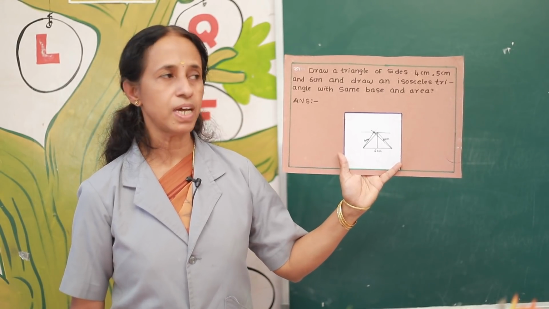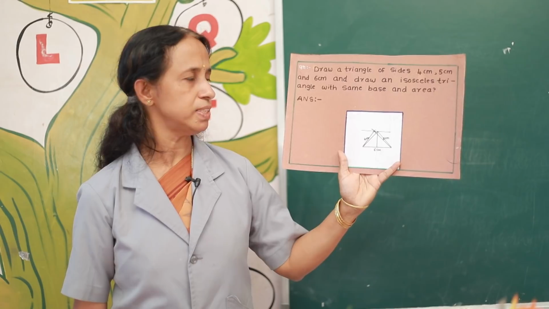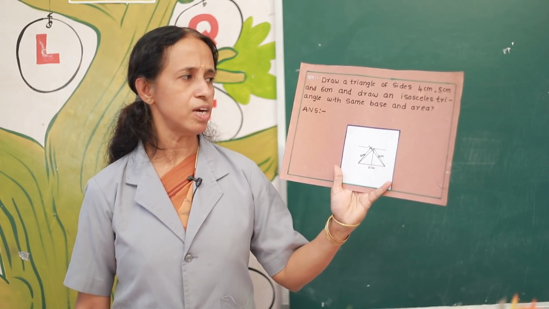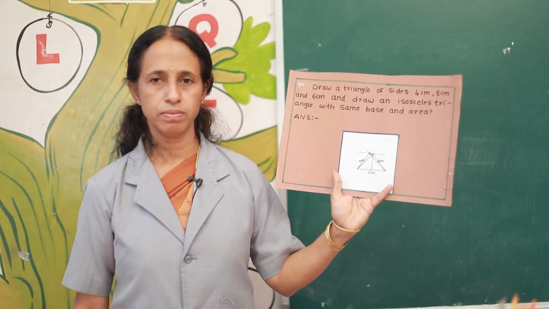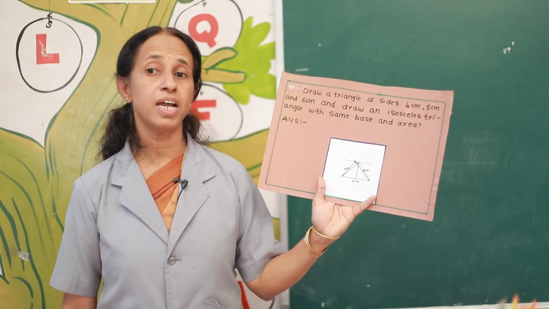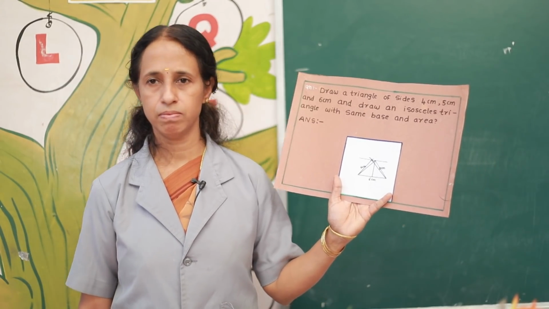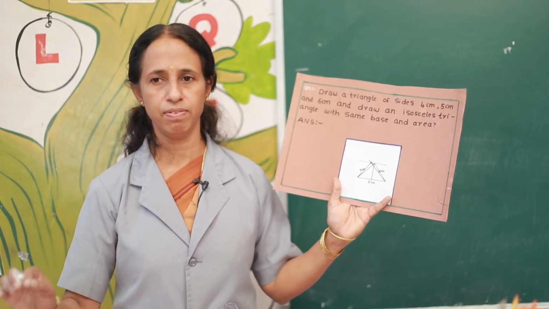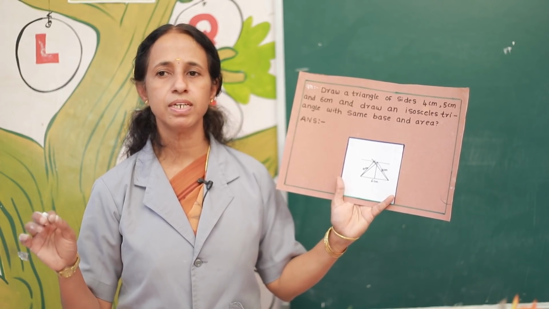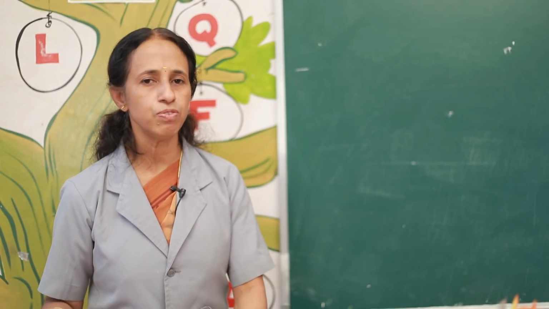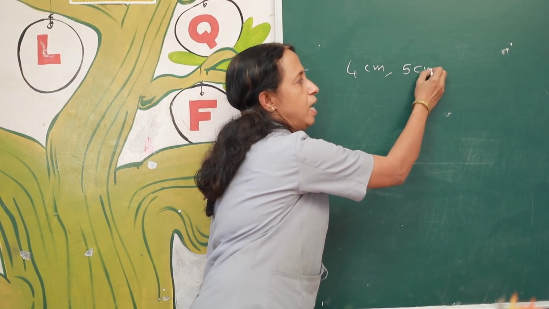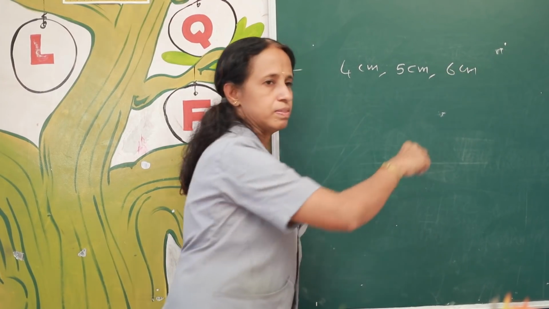Draw a triangle of sides 4 centimeter, 5 centimeter and 6 centimeter. Then draw an isosceles triangle with the same area. The measures of the triangle are given: 4 centimeter, 5 centimeter and 6 centimeter.